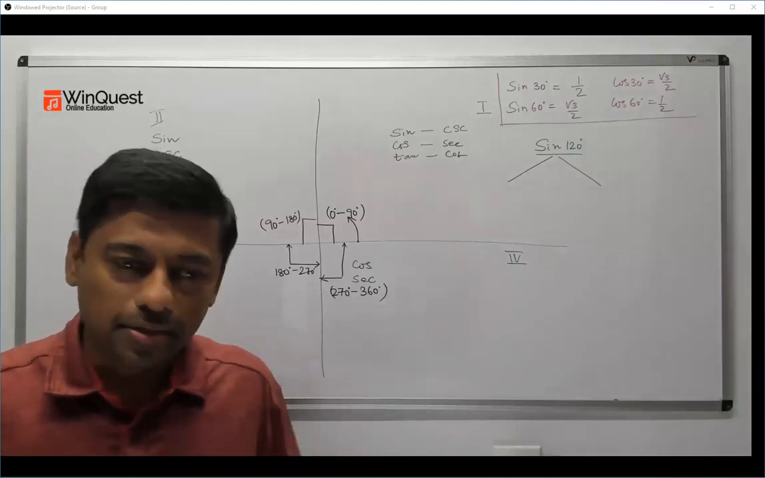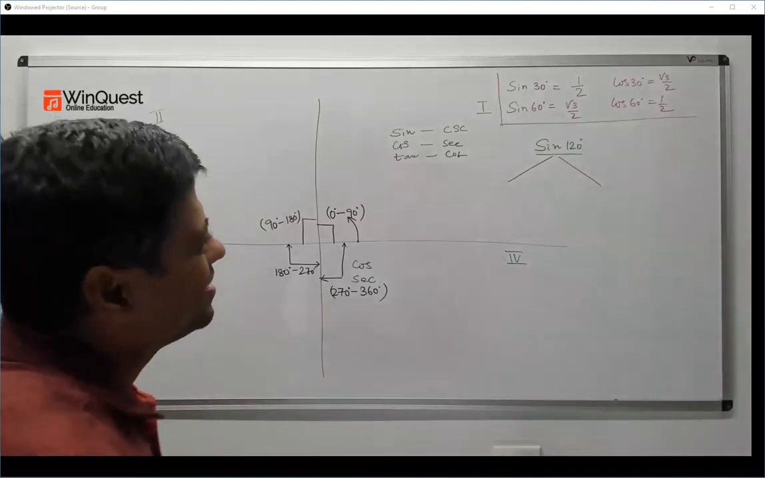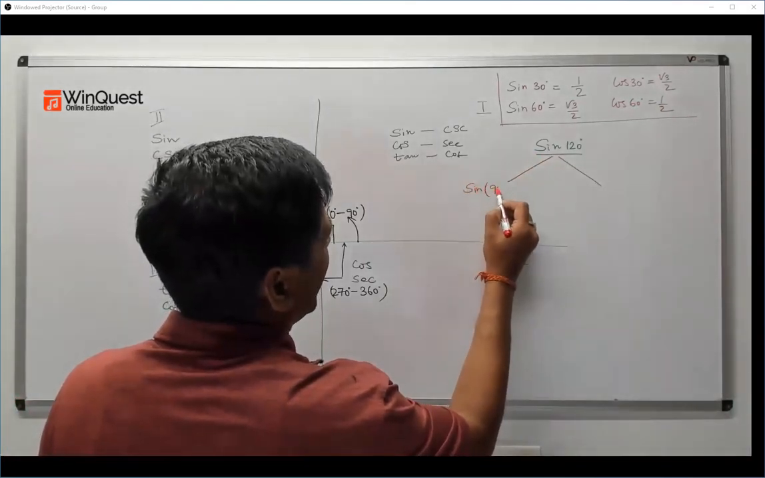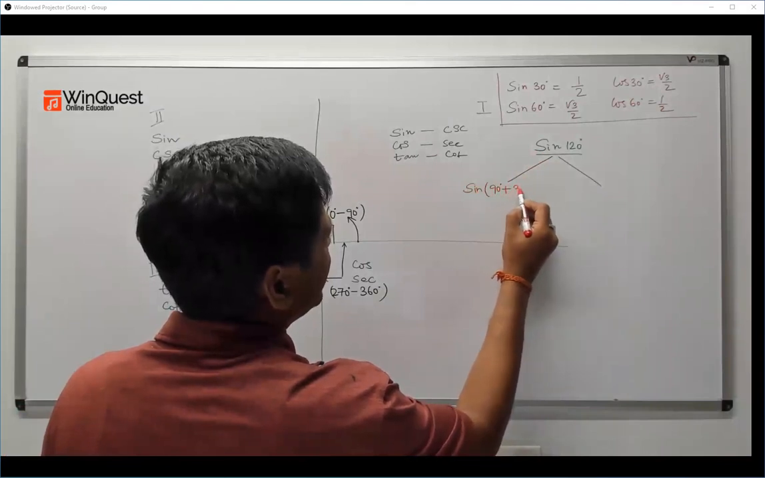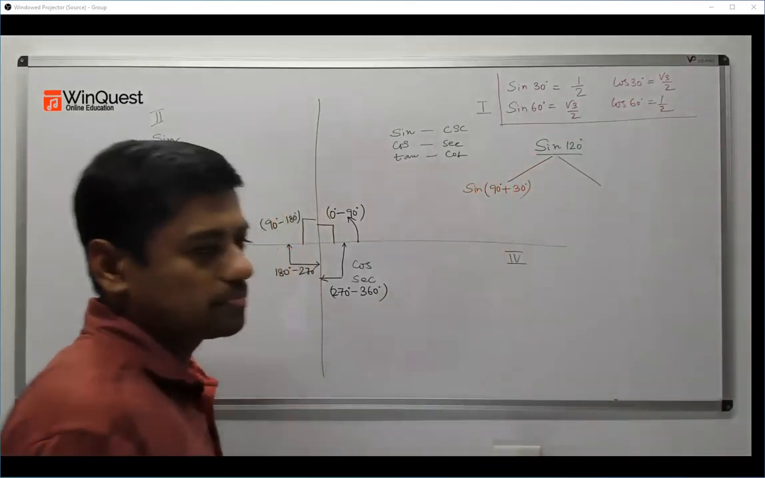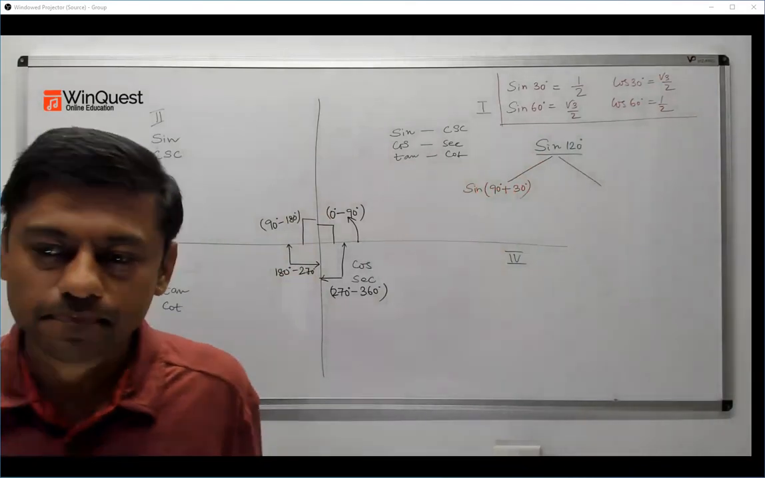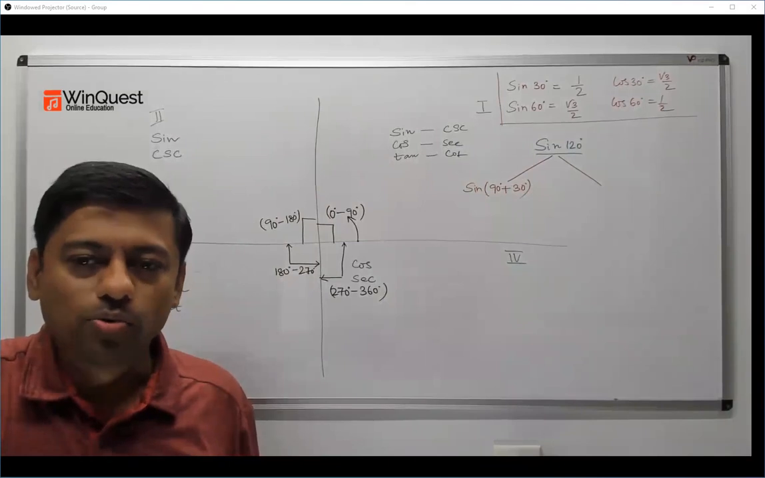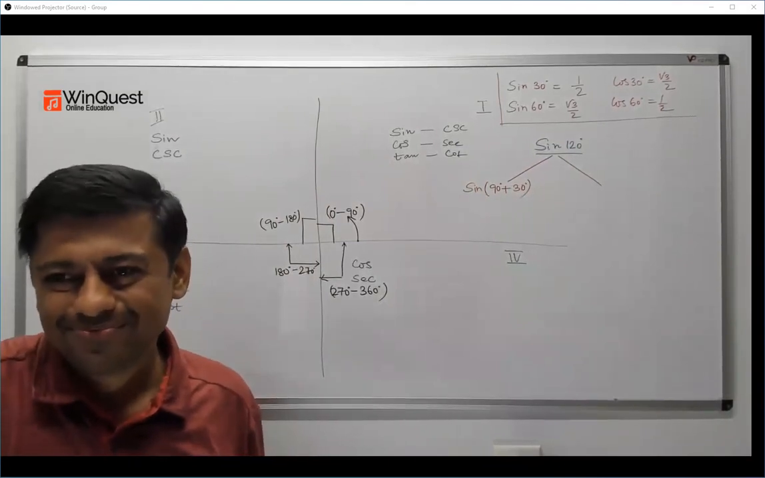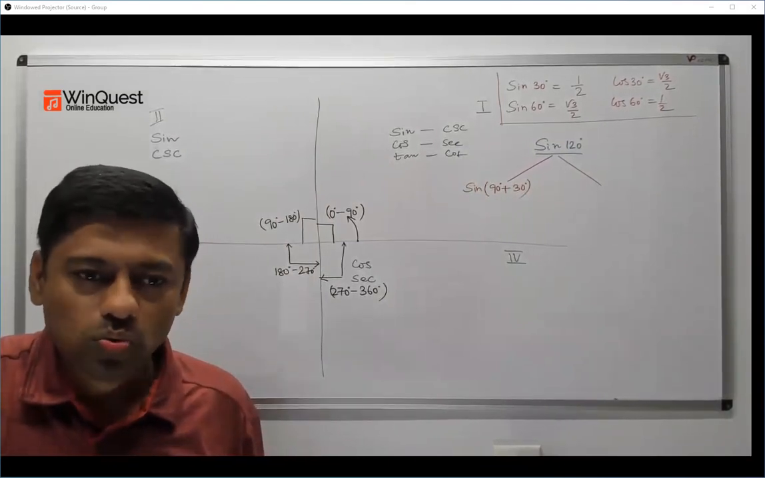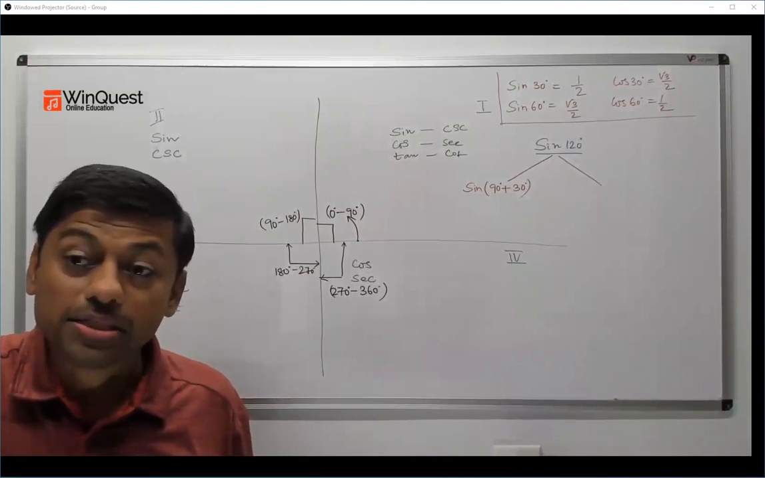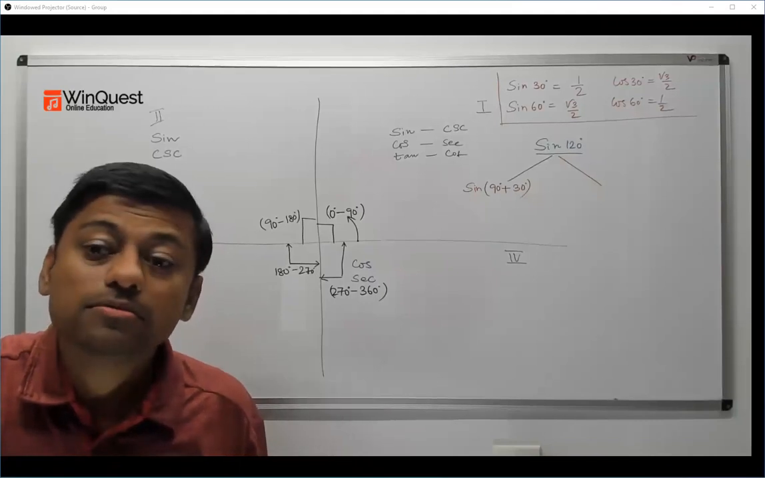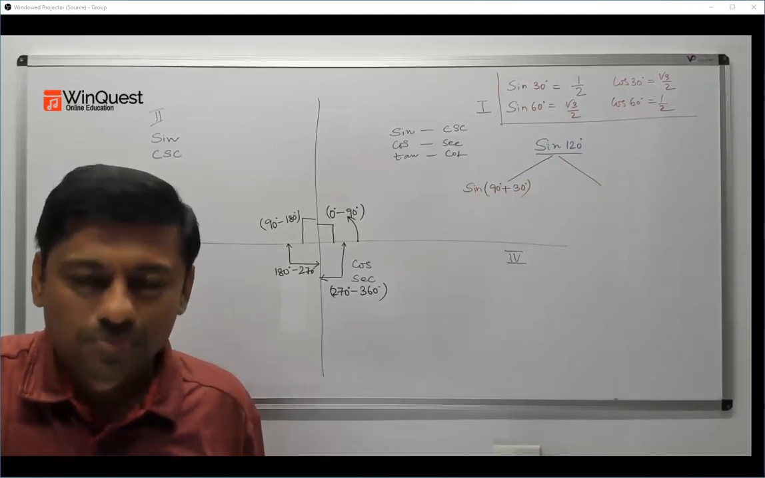So to ease that, what we are going to do is write this as sine of 90 degree plus 30 degree. Can I do that? Yes. What did I do? I broke 120 degree into separate pieces.